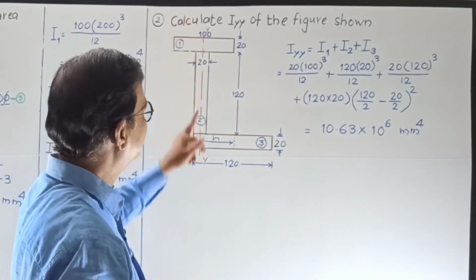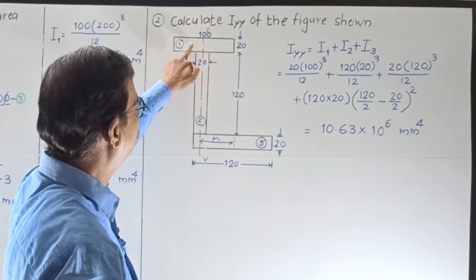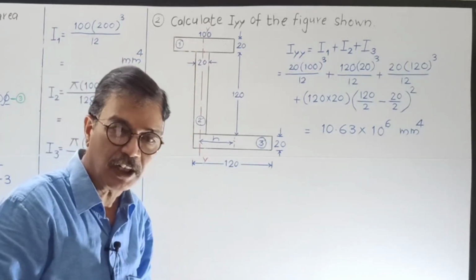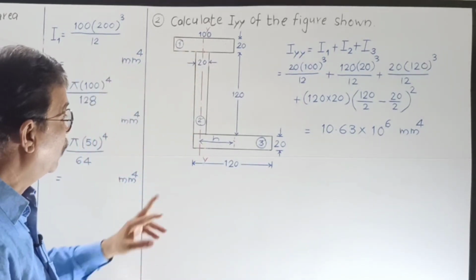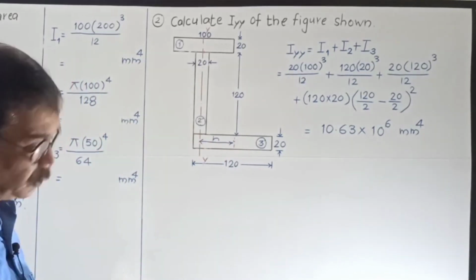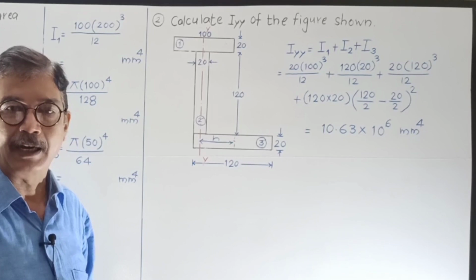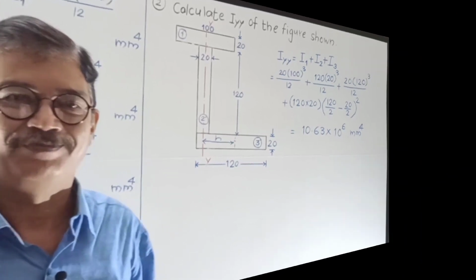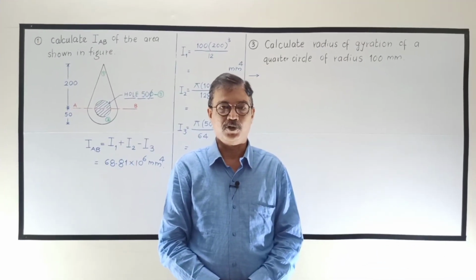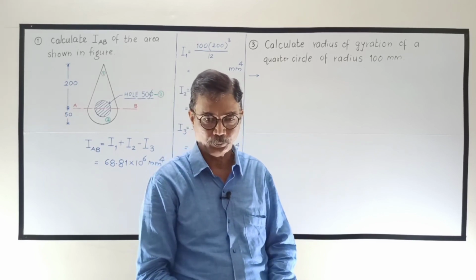You were given the axis. This axis was symmetrical for the first part and second part, so it was not necessary to use the parallel axis theorem. But for the third part, it was necessary to use the parallel axis theorem, and we have used it. Let us go for one more problem.